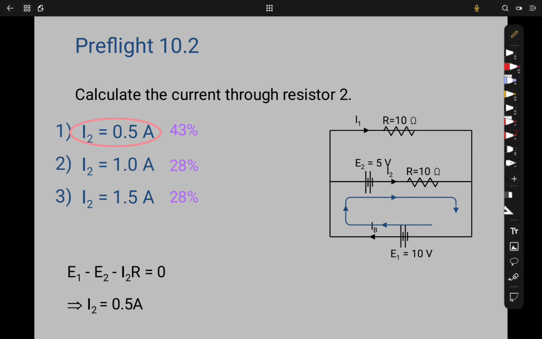Sunod natin is to calculate daw natin yung current through resistor 2. So, resistor 2 tayo. Ito. Resistor 2. So, still 10 ohm siya. Okay? Then, nag-start tayo mag-loop dito. Ayan, pa ganyan. Negative, positive. Tapos, positive dito, negative. Then, same flow. Yan. So, let's try. So, we have E1.